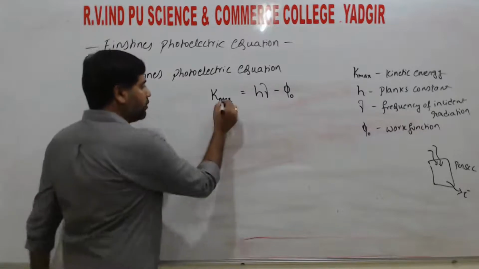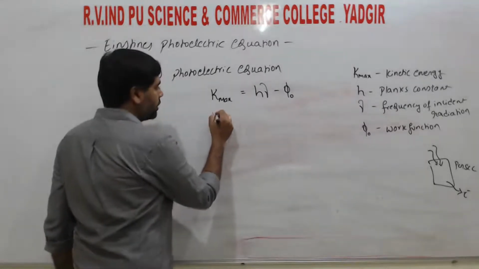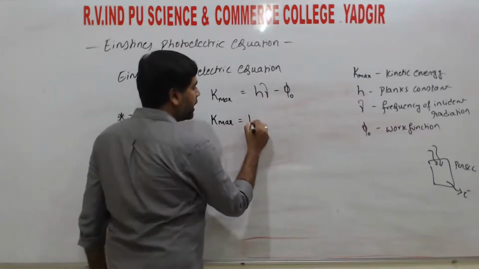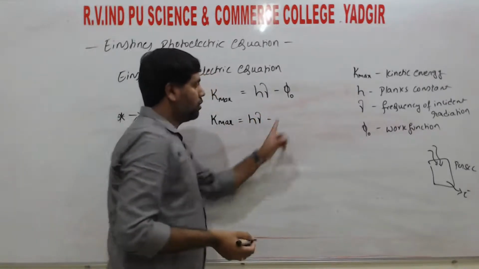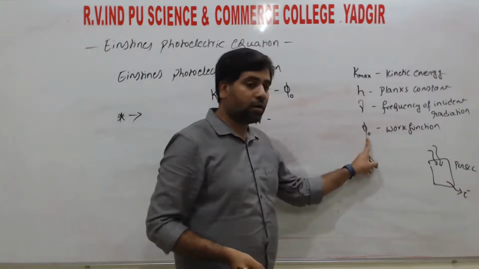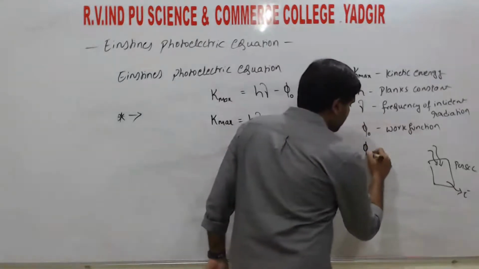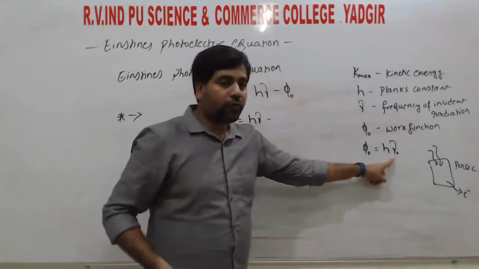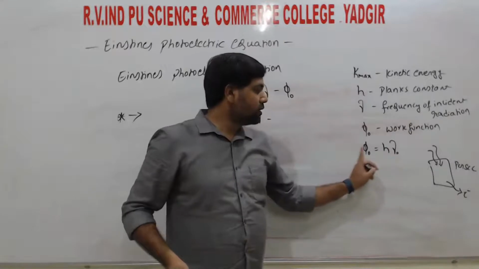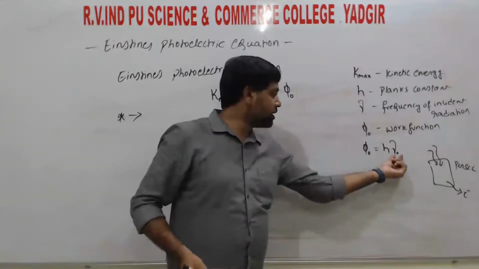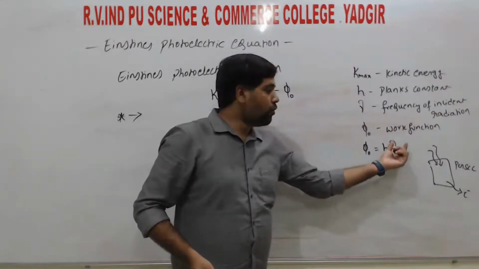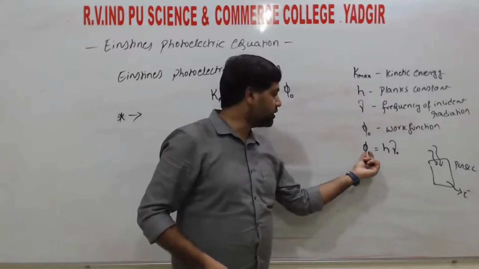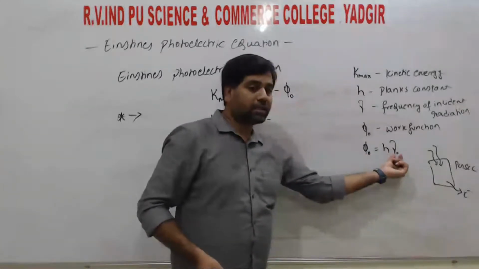so third point, this can be written as kinetic energy maximum is equal to h nu minus work function, that is phi naught. So phi naught is equal to h nu naught. Nu naught is the threshold frequency. Above this frequency the photo emission takes place. That is the minimum frequency which has to fall onto that metal plate. That one is also called the work function. Hence we write work function is equal to h nu naught.